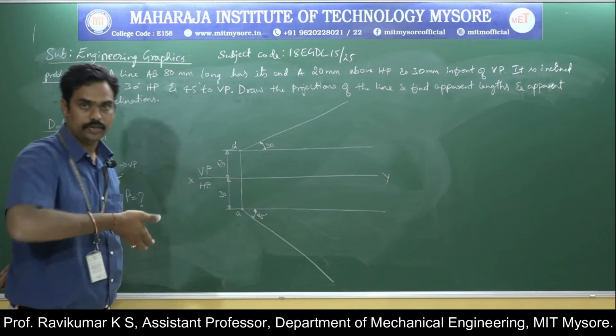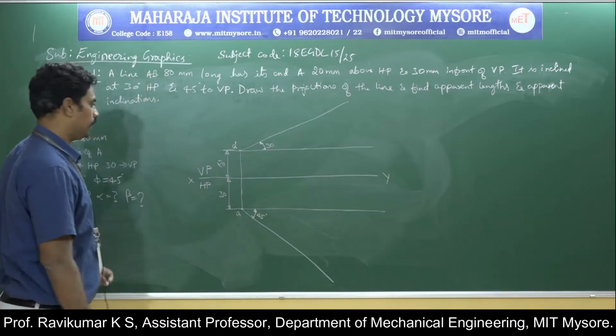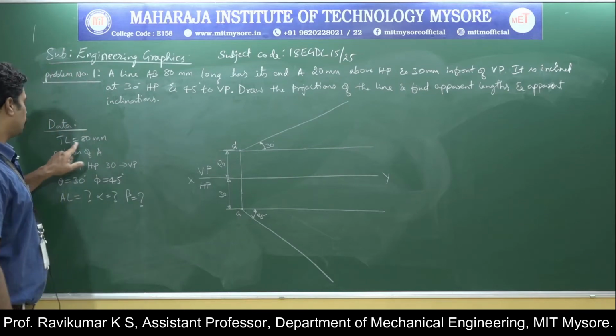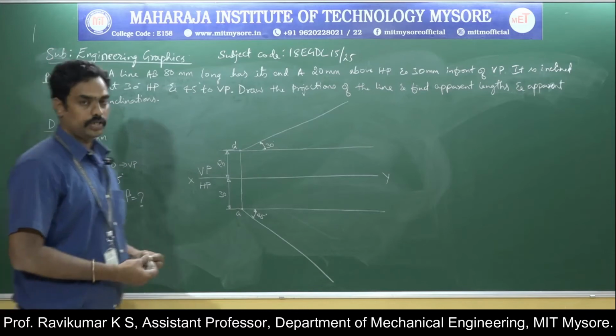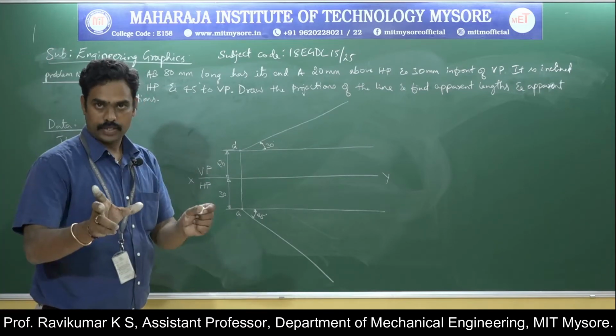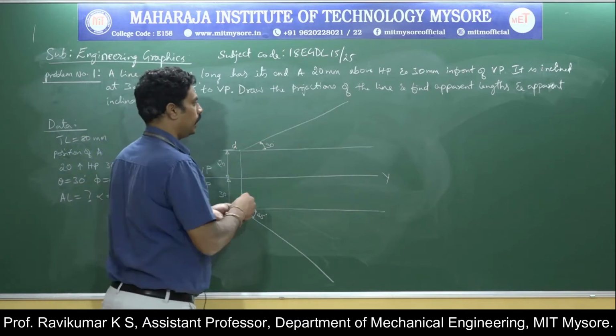Measure carefully, you need to keep the protractor inverted to measure 45 degrees. Then you know that the true length of the line is 80 mm. Take the compass, measure an 80 mm distance in the compass, select A dash as center, and cut the 80 mm.